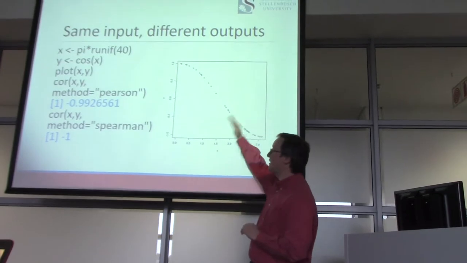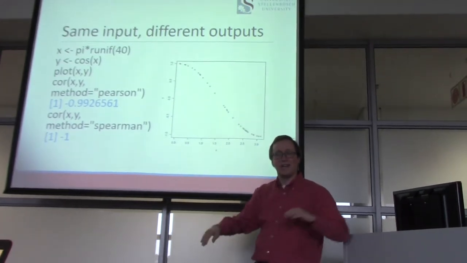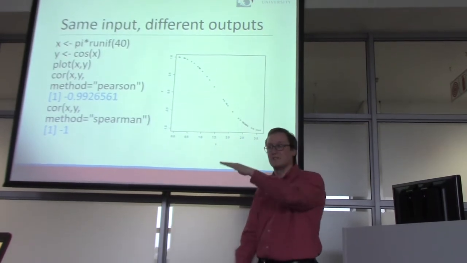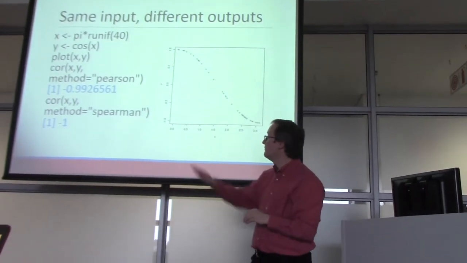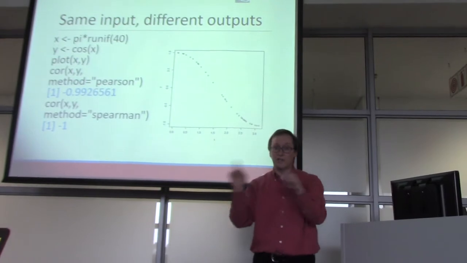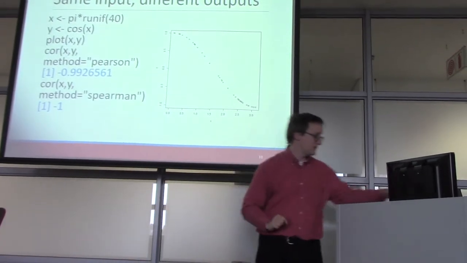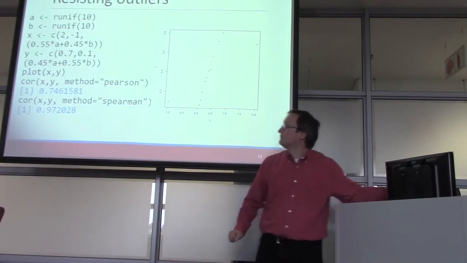It doesn't care about the magnitudes in the distribution. It cares that they're both monotonic, and that as x rises, y always rises. Okay? So two different correlation functions applied to the same data give different correlation metrics, rho and r.